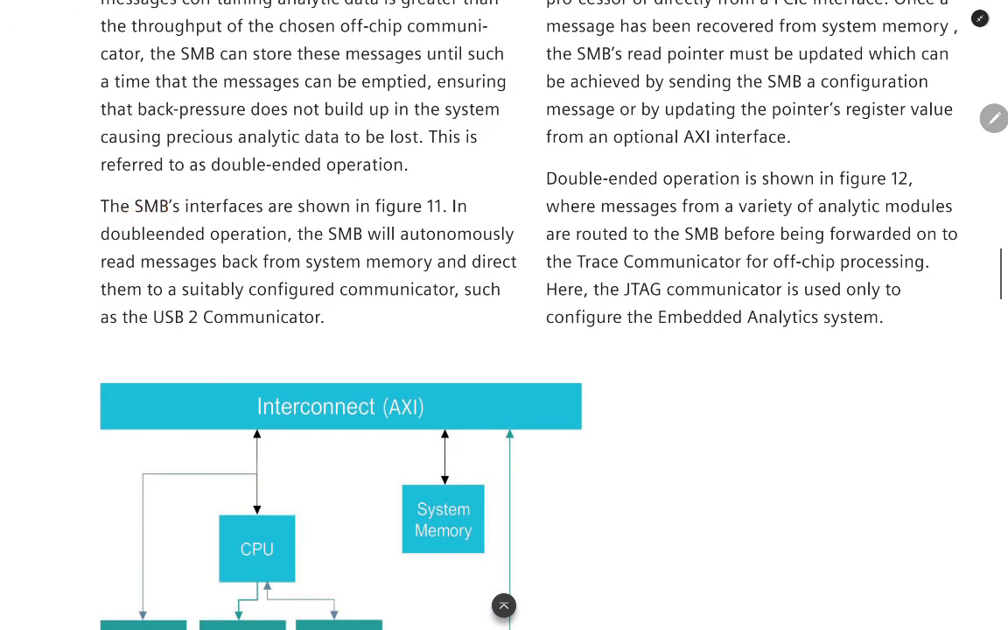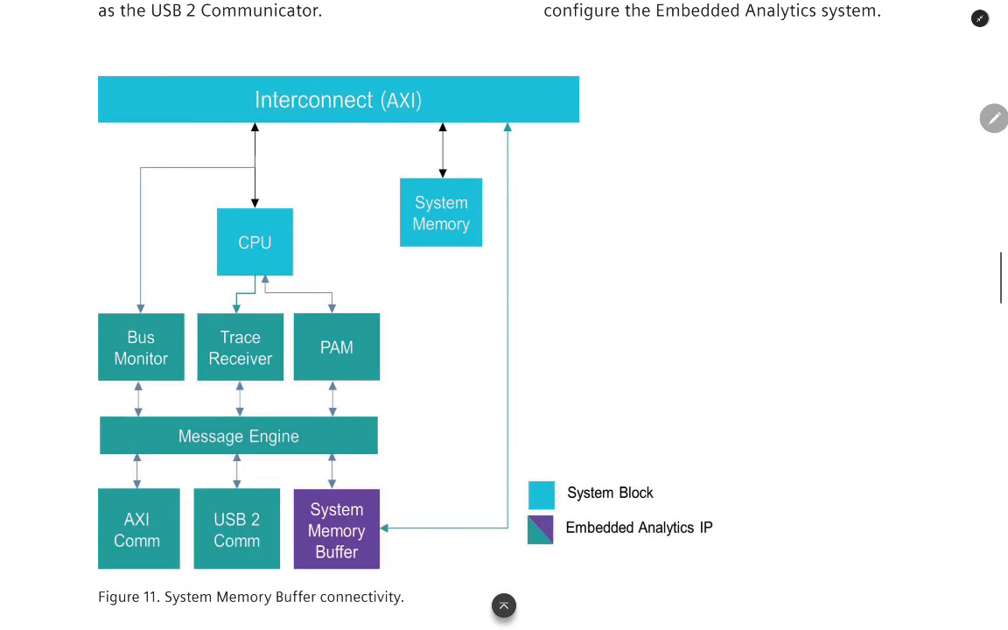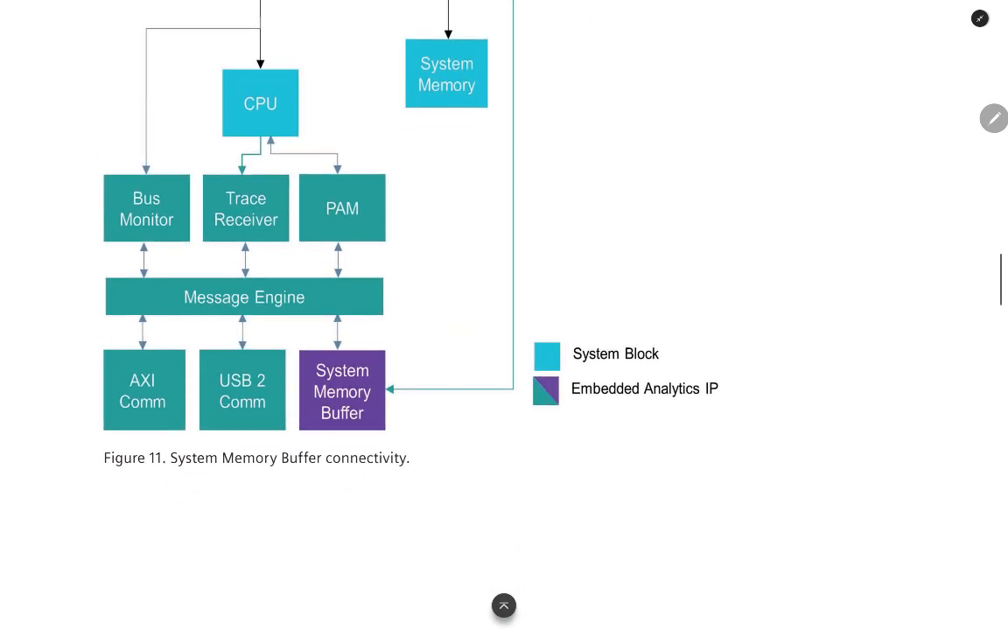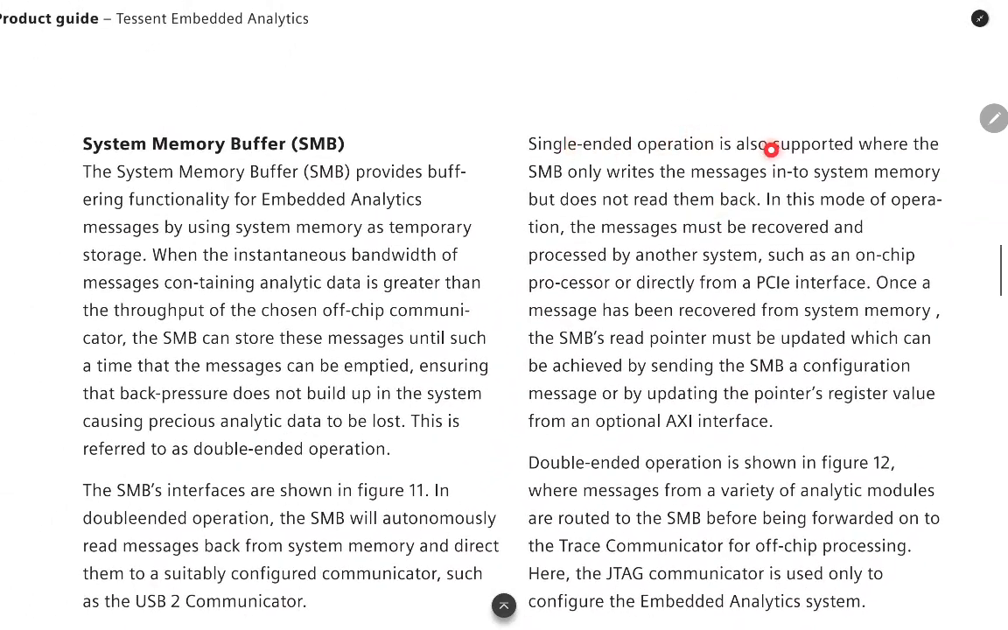The SMB's interface is shown in Figure 11 in double-ended operation. The SMB will autonomously read a message back from system memory and direct it to the suitably configured communicator, such as a USB communicator. This is the Figure 11 System Memory Buffer connectivity. Single-ended operation is also supported, where the SMB only writes the message into system memory but does not read it back.